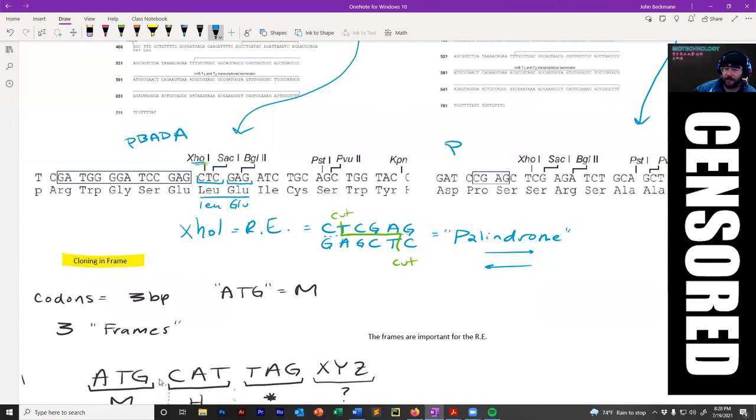Let's look at pBAD B. Here, CTCGAG. Here it is. Now it's coding for a serine and an arginine. So they're different. These are the three frames.